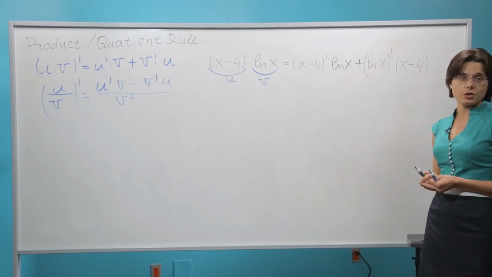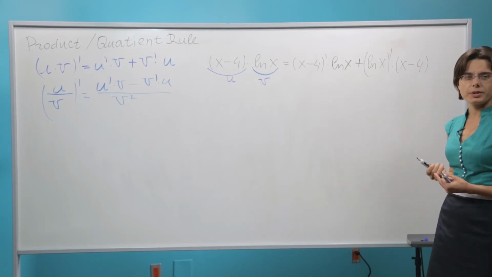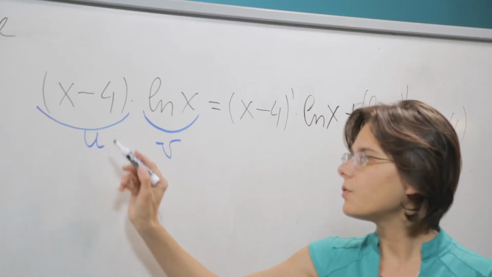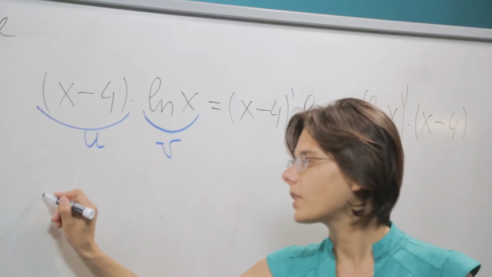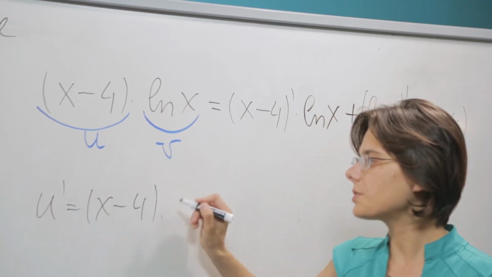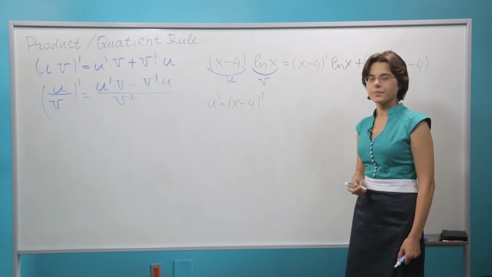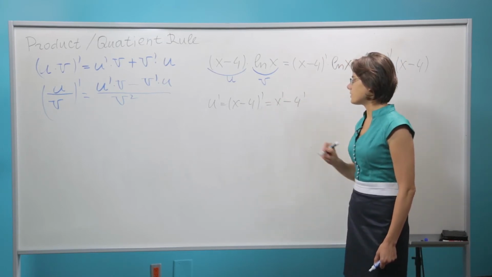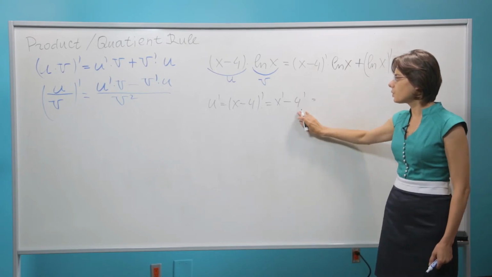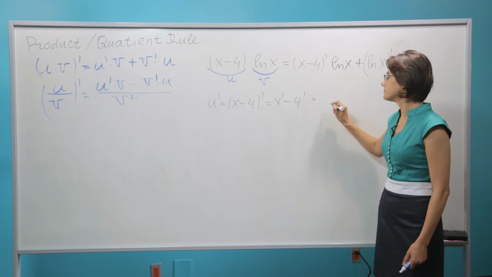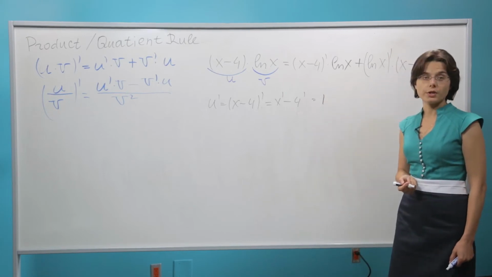Now we start to differentiate. Usually I do it separately in order to avoid mistakes. So let's find the derivative separately for function u and for function v. u prime, which is just x minus 4 prime. It will be the derivative of x minus the derivative of 4. The derivative of a constant is always 0, and the derivative of x is just 1. So the derivative of function u is just 1.